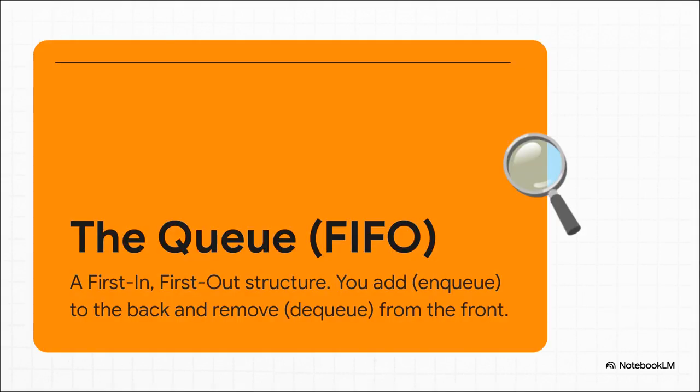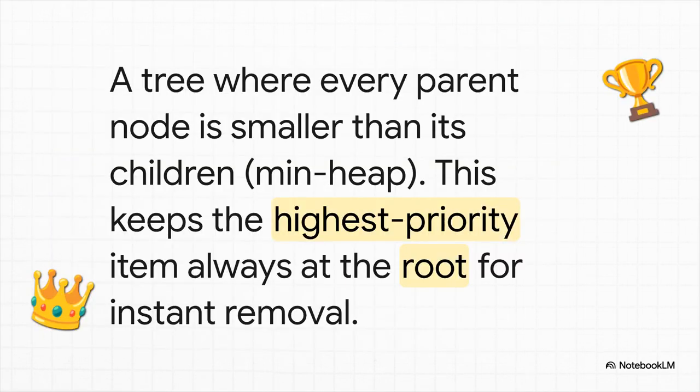Now, the conceptual sibling of the stack is the queue, and it works on the exact opposite principle. First in, first out, or FIFO. This is just the line at the grocery store. The first person to get in line is the first person to get checked out. You add new people to the back of the line, and you serve people from the front. Simple as that.